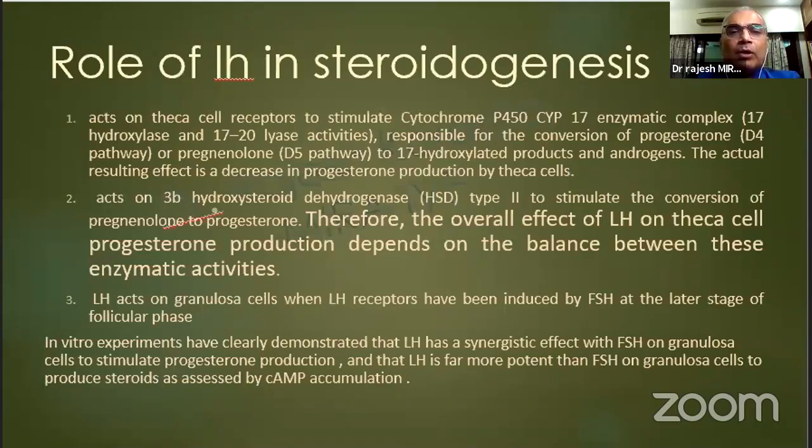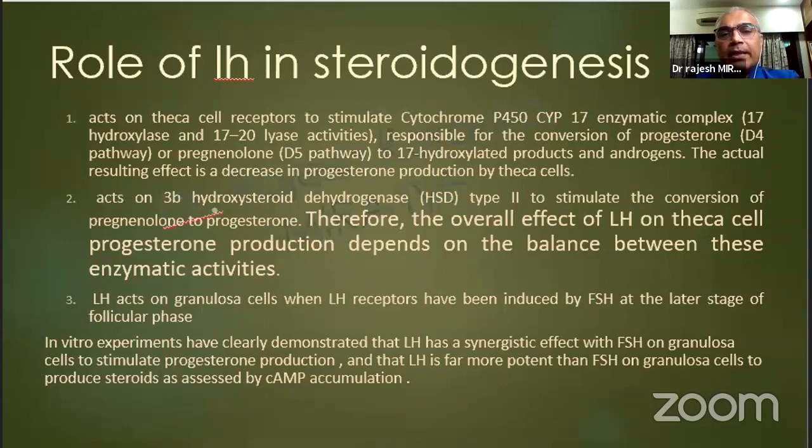What is more confusing is that LH also acts on 3-beta hydroxysteroid dehydrogenase, that is the HSD type 2 pathway, to stimulate the conversion of pregnenolone to progesterone. So by another mechanism of action through the HSD pathway, it converts pregnenolone to progesterone. Therefore, the progesterone level is increased. So by one pathway, it reduces the progesterone level. By another pathway, it increases the progesterone level. Therefore, the overall effect of LH on theca cell progesterone production depends on the balance between these two enzymatic activities.